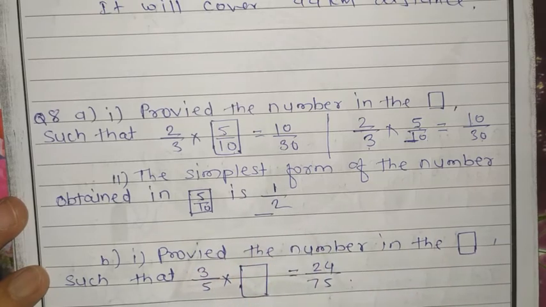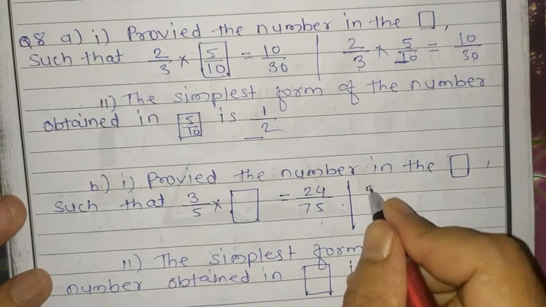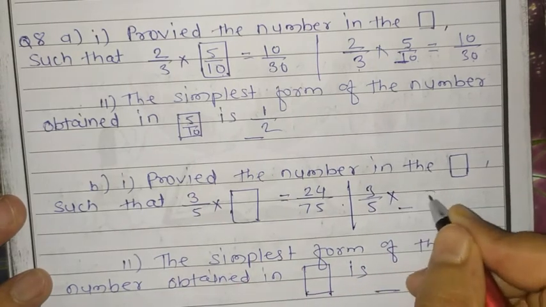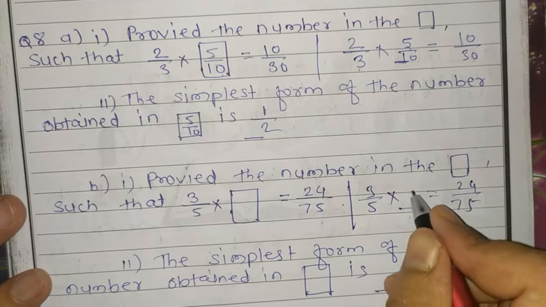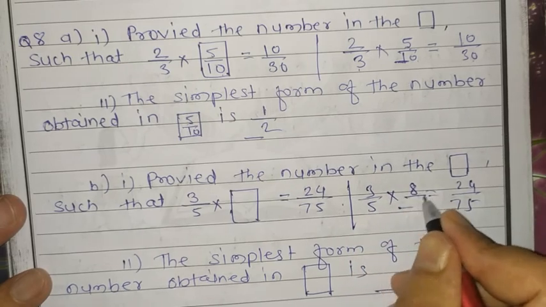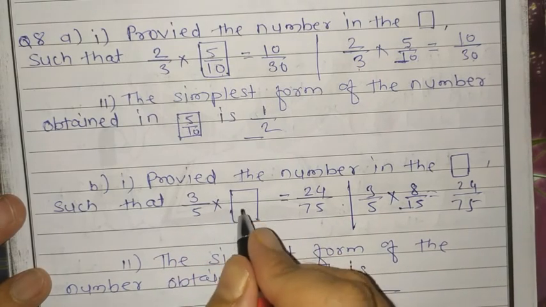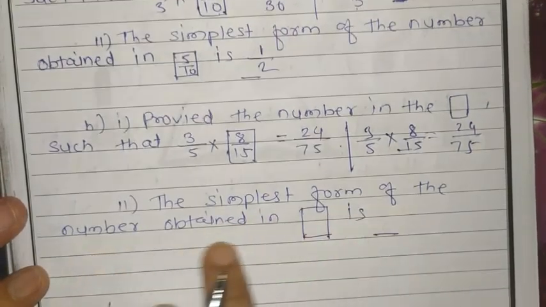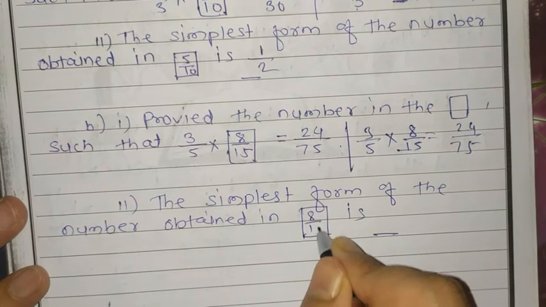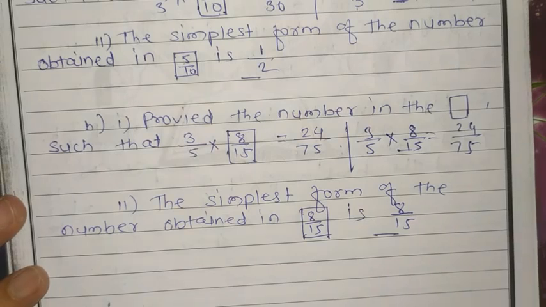So it is 1/2. Provide the number in the box such that 3/5 into the missing number is 24/75. So how will 24 come? If you multiply by 8, because 8 into 3 is 24. Downside 15 will be there, because 15 into 5 is 75. So here the missing number is 8/15. The simplest form of the obtained number 8/15 is 8/15 only, because both numbers are not divisible by a common number. So I hope friends you understood these questions. Thanks for watching. Thank you.